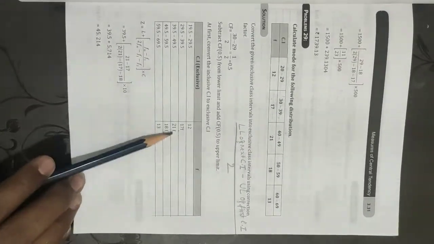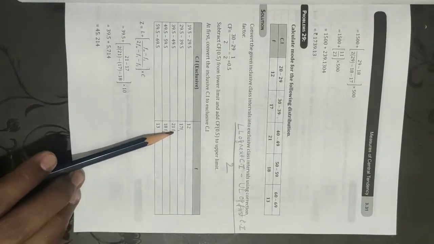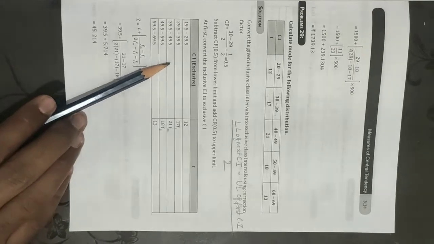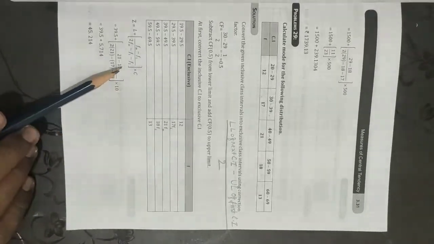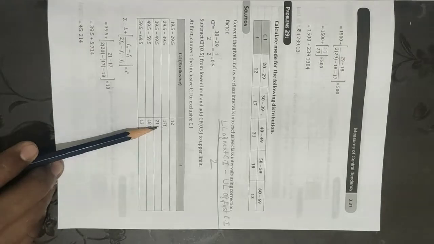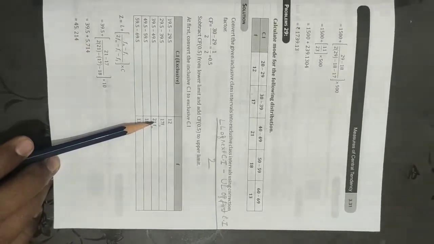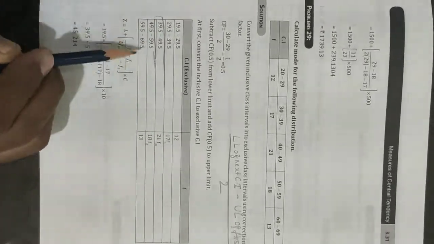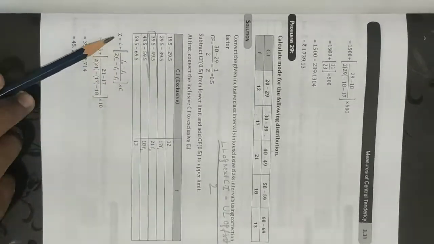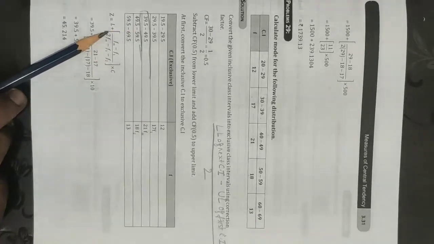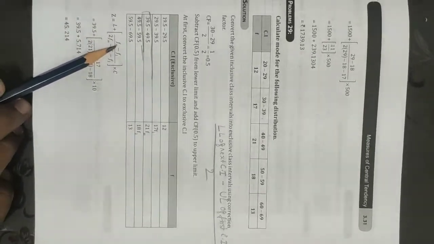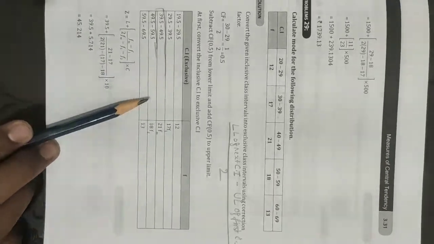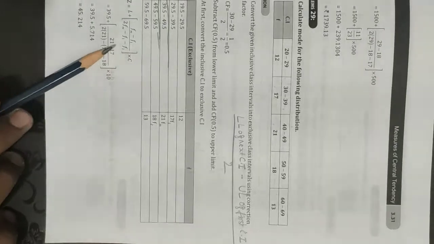So from the 21, this is the modal class. The class with the highest frequency value is the modal class we have to take for calculation. Here 21 is the highest frequency, so this is the modal class. L, the lower limit of this modal class, is 39.5. Fm, the frequency of the modal class, is 21.